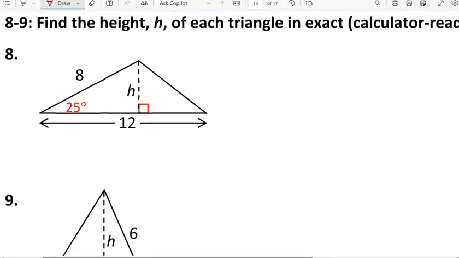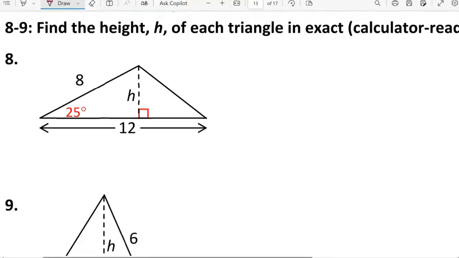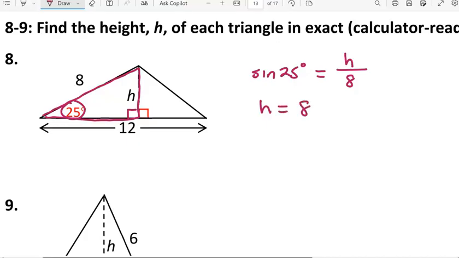In number 8, we're finding the height of this triangle. It's important to recognize that this triangle itself is not a right triangle, but within the triangle there is a right triangle, so we can use SOHCAHTOA. In relation to the 25-degree angle, we have the ratio of the opposite, h, over the hypotenuse, 8. And so solving for h is 8 times the sine of 25 degrees.